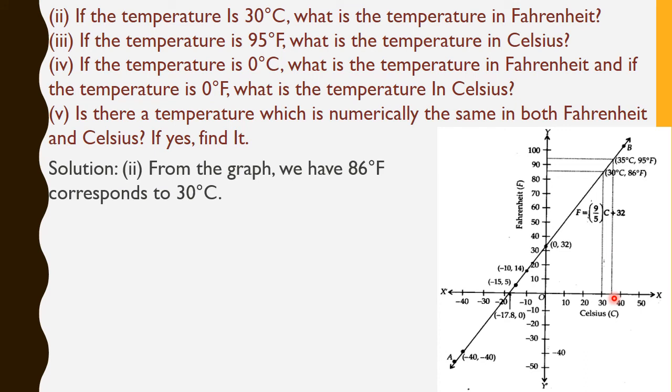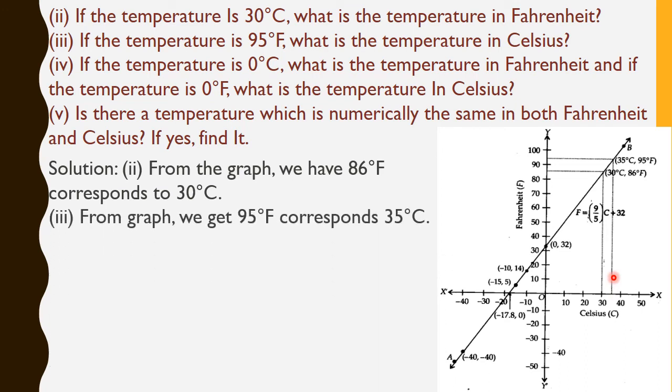So when we drop a perpendicular on the x-axis, we can see it is meeting the x-axis at this particular point. So that would be the mid between 30 degree and 40 degree. So this is actually 35 degree centigrade. So for the third part we can say, from graph we get 95 degree Fahrenheit corresponds to 35 degree centigrade. This is how we can get values from the graph itself.